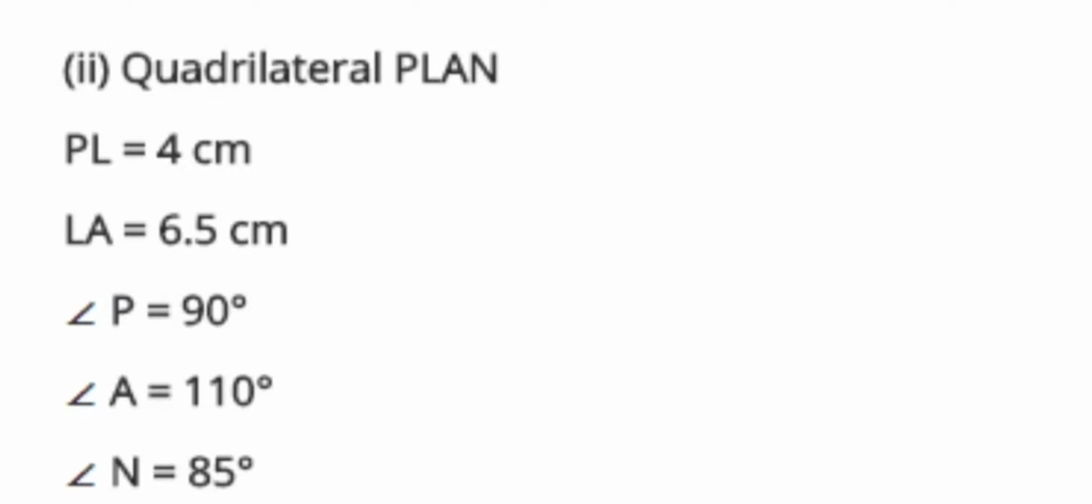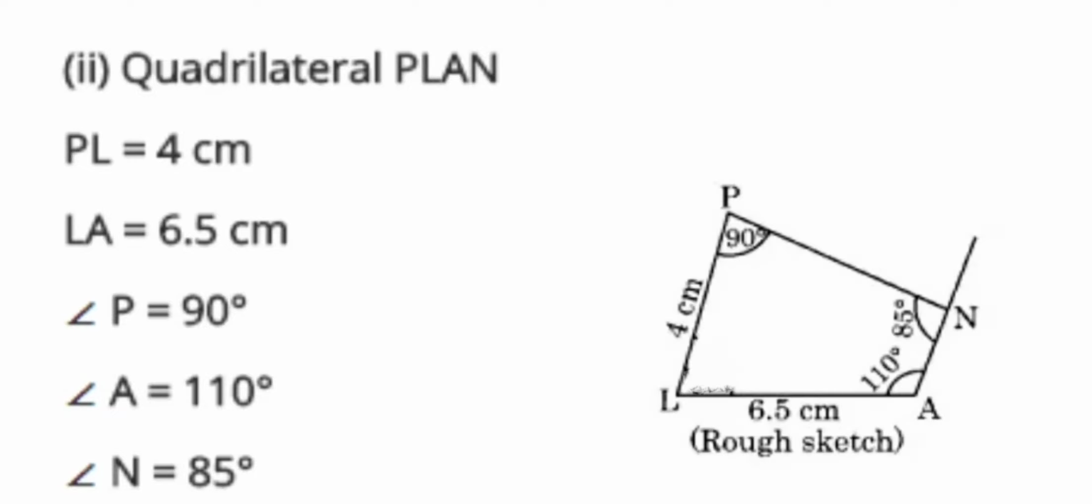Your question is quadrilateral PLAN, where PL is equal to 4 cm, LA is equal to 6.5 cm, angle P is equal to 90 degrees, angle A is equal to 110 degrees and angle N is equal to 85 degrees. Here is the rough sketch where two sides are 4 cm and 6.5 cm and three angles are 90, 85 and 110. This is one of the tricky questions of your exercise.